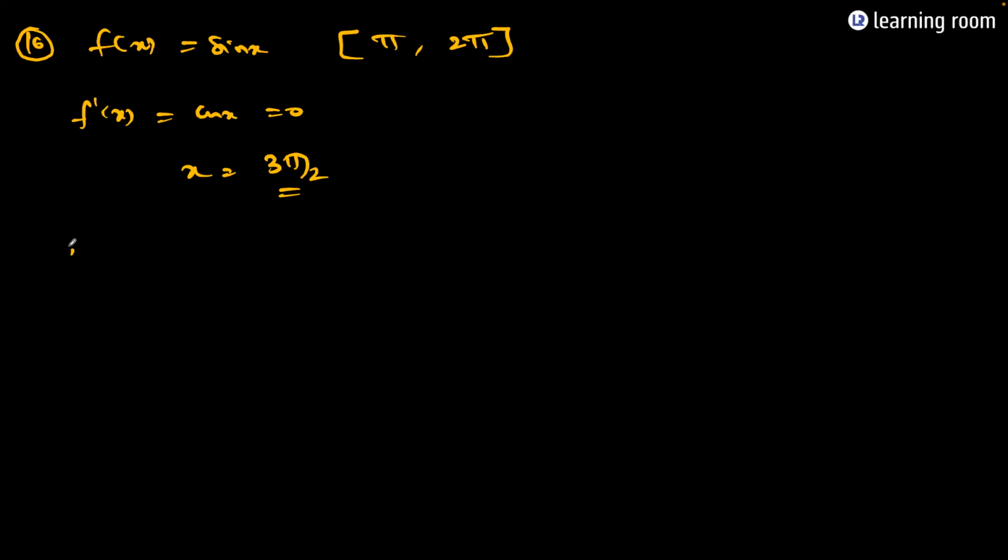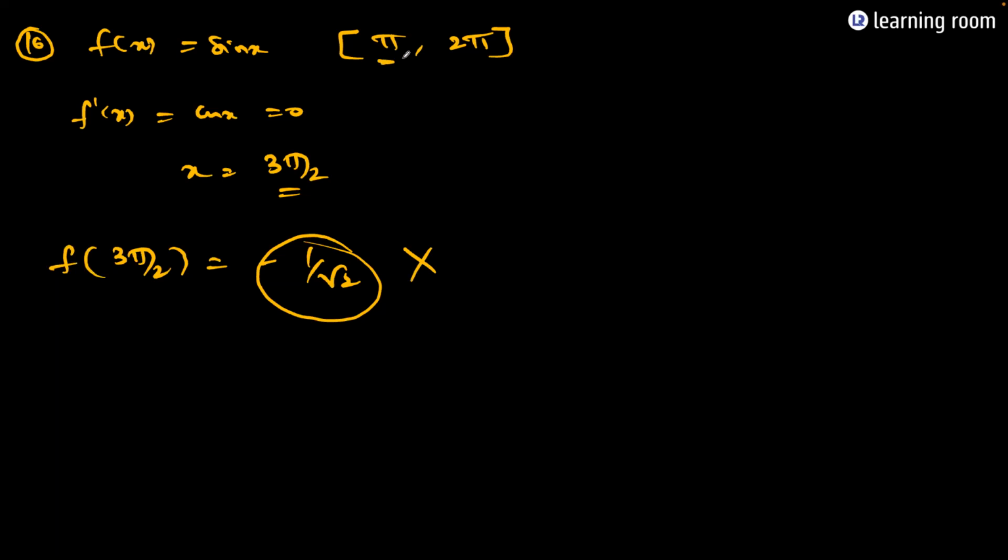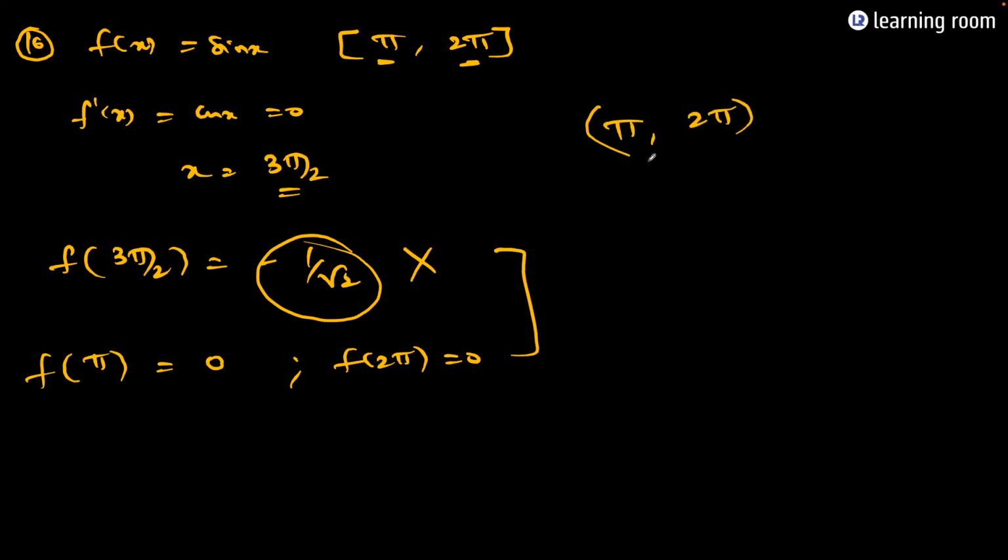Now, what we tend to do is check what is f of 3 pi by 2. You will get the answer as minus 1 by root 2 and you will report this as the maximum value. But that will be wrong if the extreme values are included. If extreme values are included, you need to check the function value at the extreme points also. F of pi is 0. F of 2 pi is also 0. So among these three values, which one is the least value? Sorry, maximum value. 0.